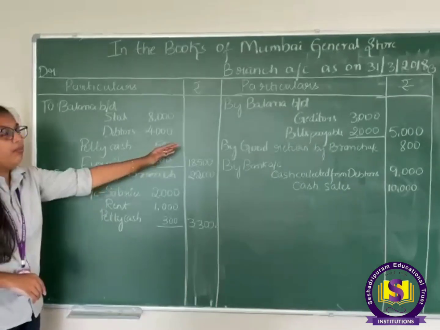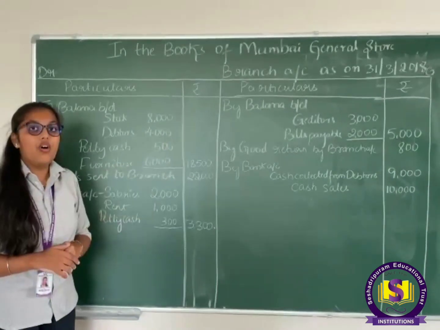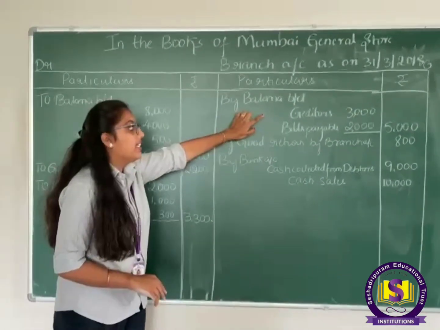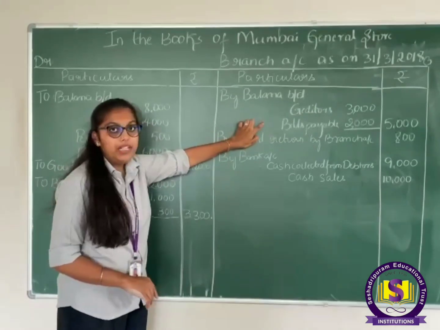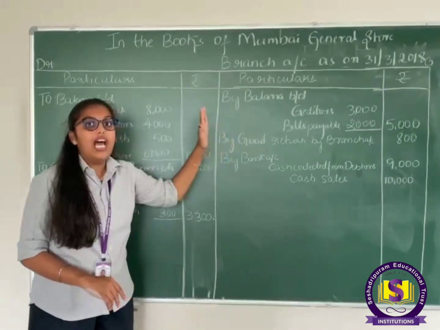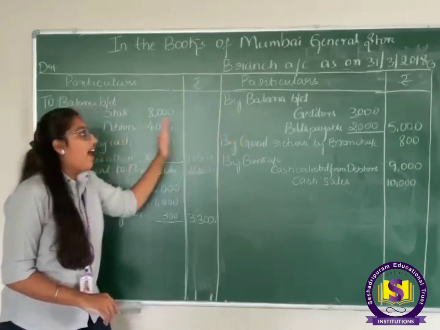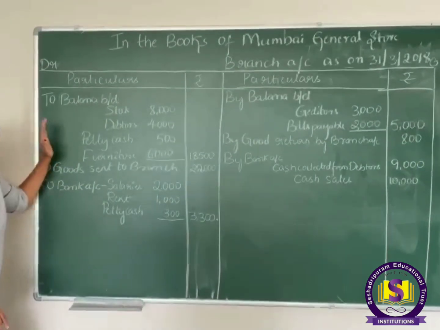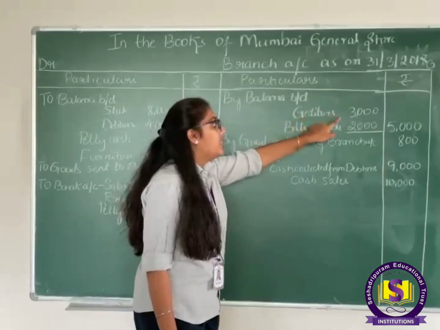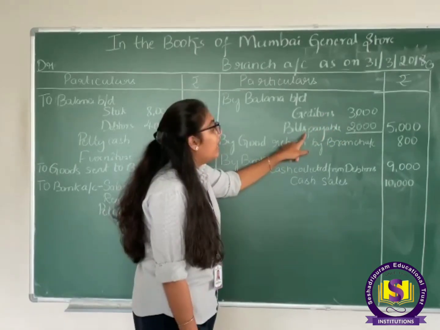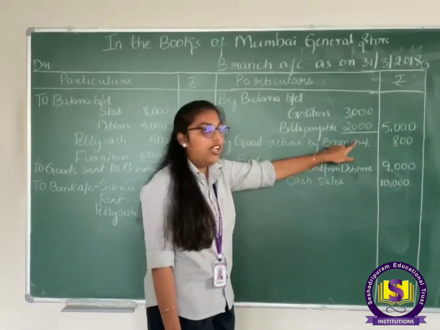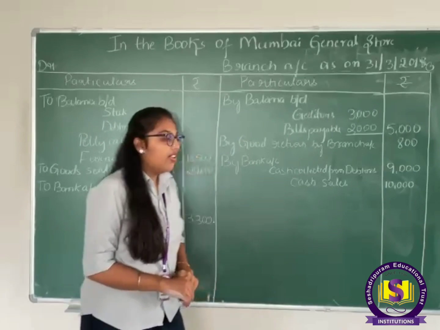Next, we have to bring down the liabilities of the head office, that is the creditors as well as the bills payable. We have to put the liabilities on the credit side and assets on the debit side. So the creditors amount is rupees 3,000 and bills payable is rupees 2,000, total 5,000.